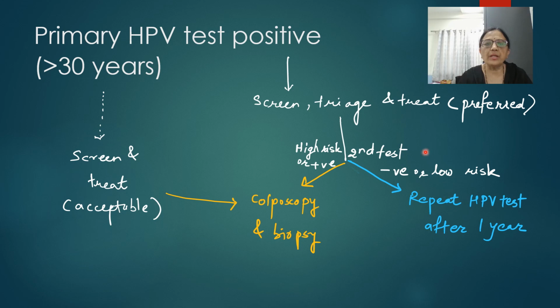So this is very, very important: every primary HPV test which is positive is not directly for colposcopy and biopsy. One should do the triaging and do another test. If that test also shows high risk for development of cervical cancer, then only we should proceed for colposcopy and biopsy. That is the main concept behind that. If the patient is, suppose, not compliant, then the second approach is screen and treat. It is acceptable, but always remember that the preferred approach is screen, triage and treat.